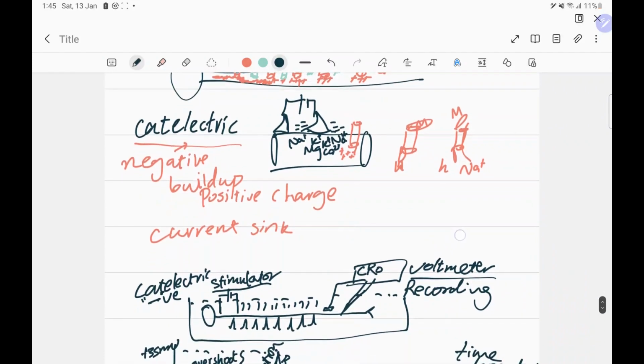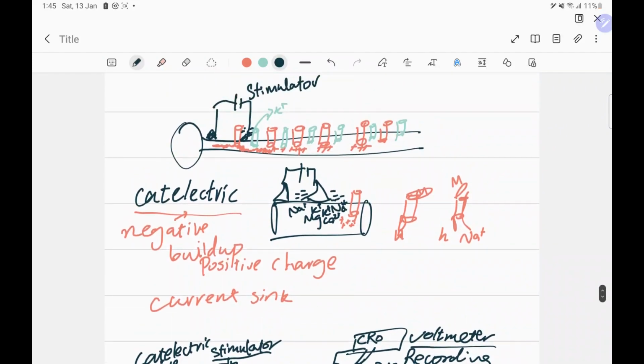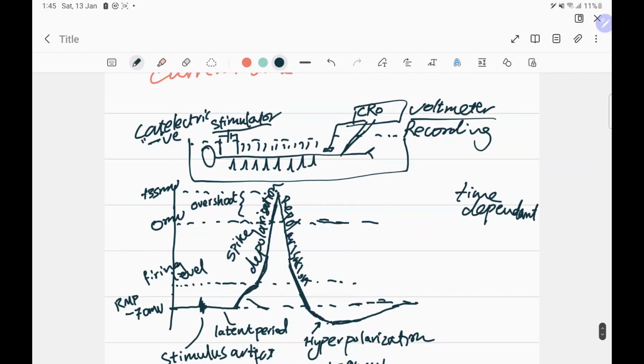And so what happens is, the cathodal electric current that is given over here on the axon is going to cause negative charge to build up on the outside of the neuron, and this negativity will attract positive ions on the inside of the cell, on the inner surface of the neuron. This positivity will cause the opening of voltage gated sodium channels. And if the cathodal current is strong enough, how strong? Around +8 to +15 millivolts, then what are we going to get? We are going to reach firing level.